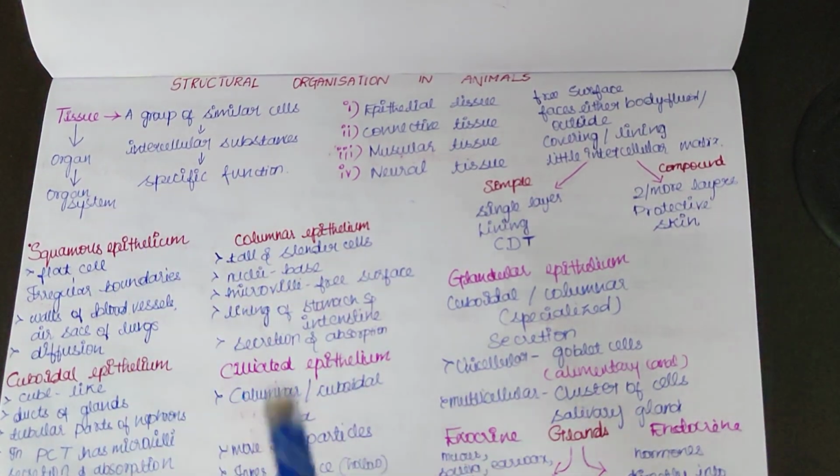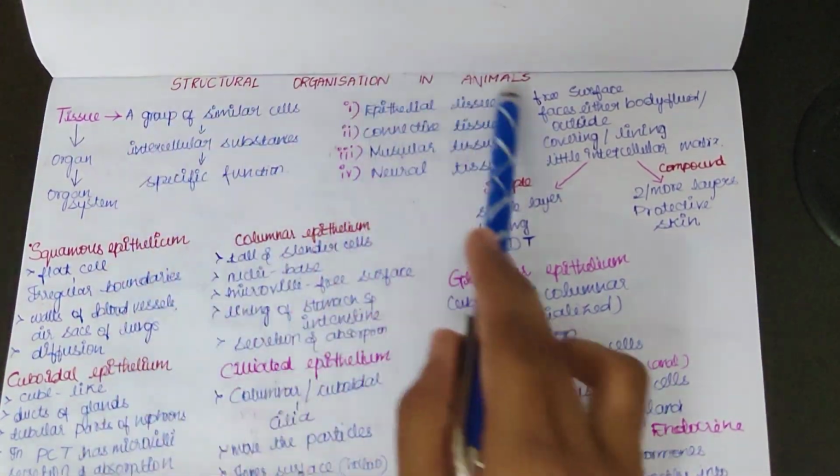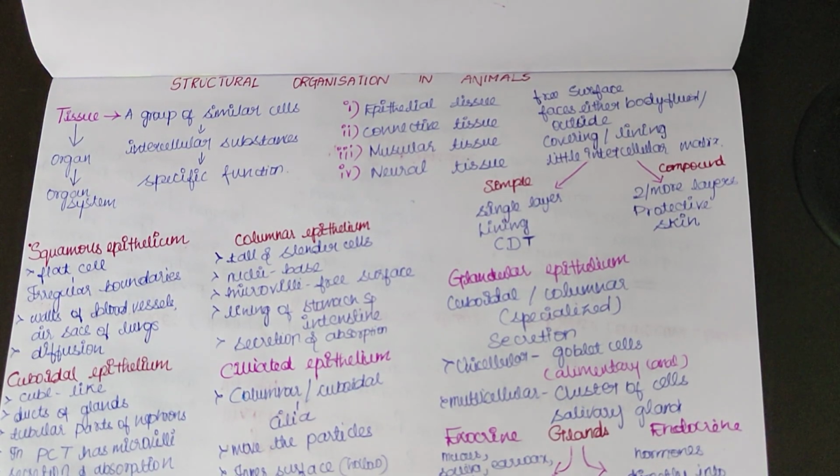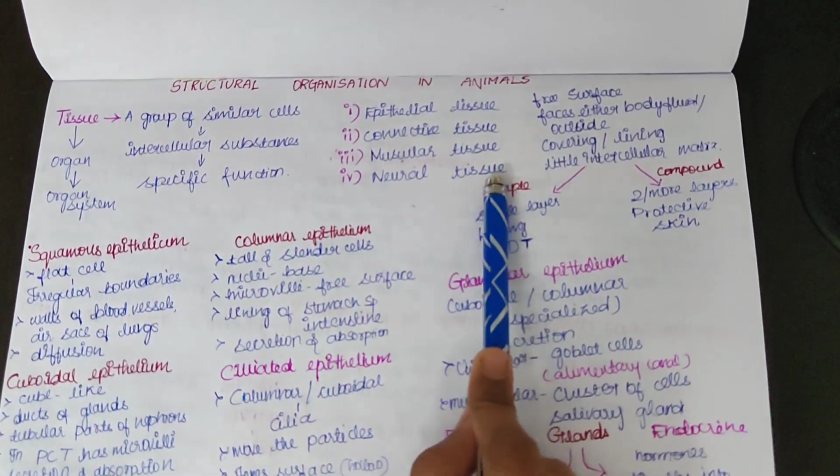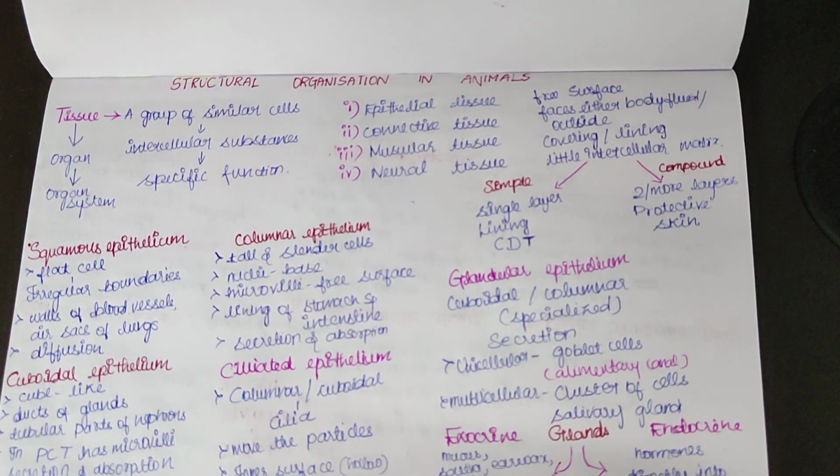So you know there are many types of tissue present in our animals, that is higher organisms. So what is the basic classification of it? It is further classified into 4 types. First is epithelial, next is connective, muscular tissue, and then neural tissue. First we will discuss the epithelial tissue.